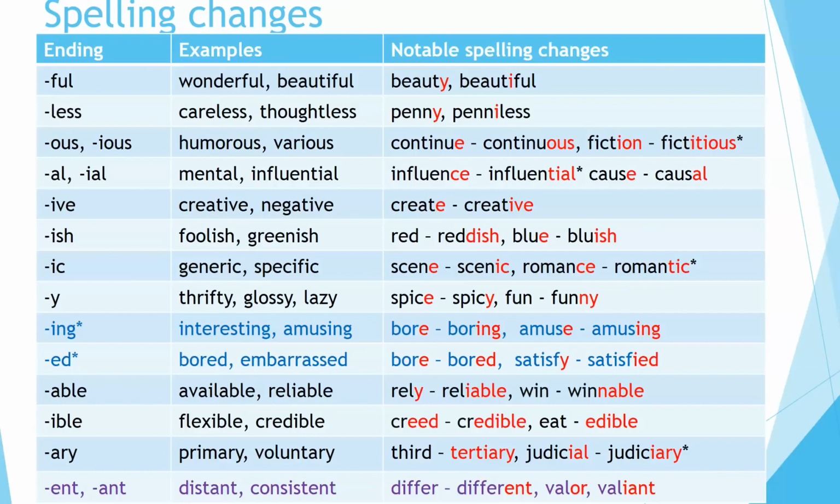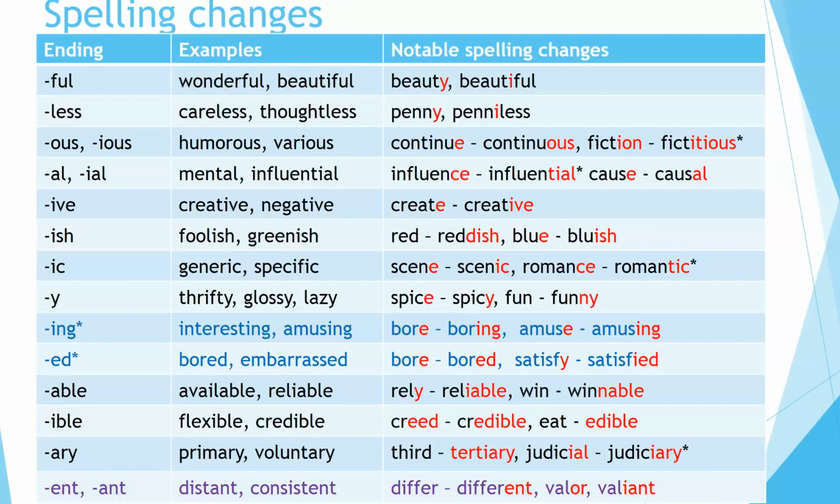ISH: foolish, greenish. No change in the ending here. But with words like red and blue, there's a change. With red, you have a short vowel before a consonant. In order to protect the short vowel, you add an extra consonant. So you double the D. Red, reddish. With blue, there's a silent E, which is dropped before we add the ISH. Blue, bluish.